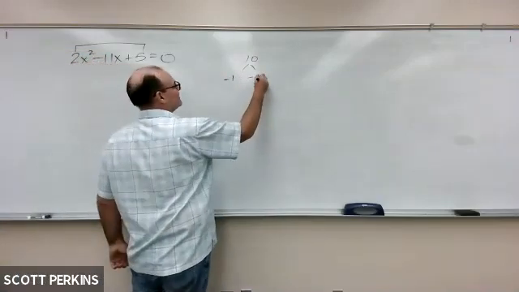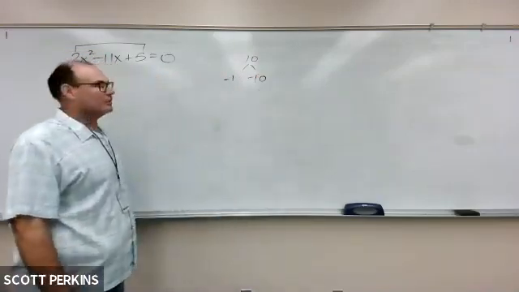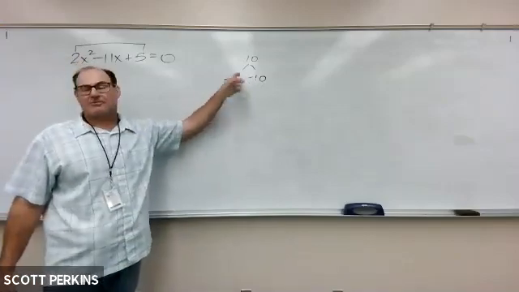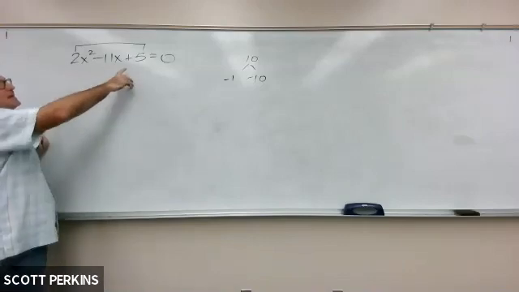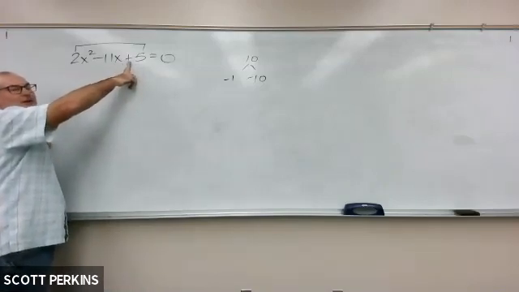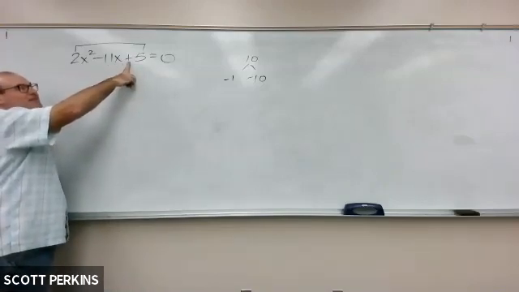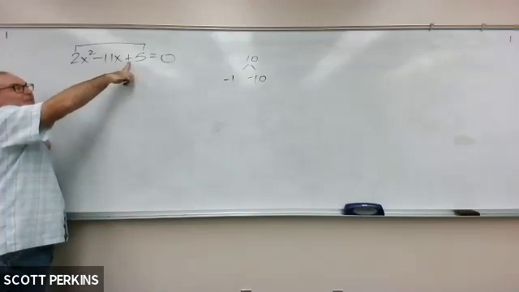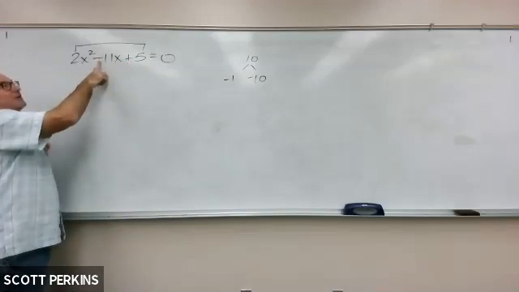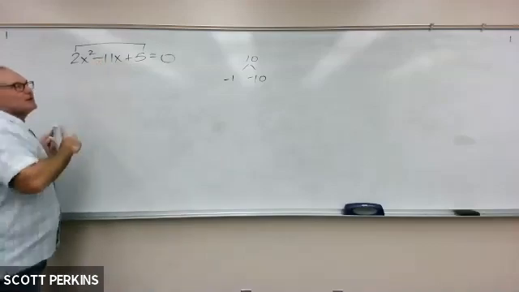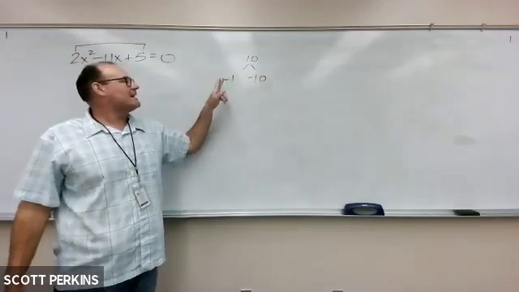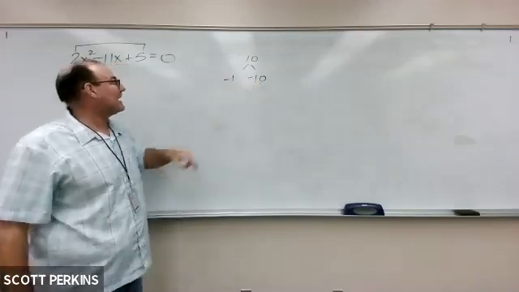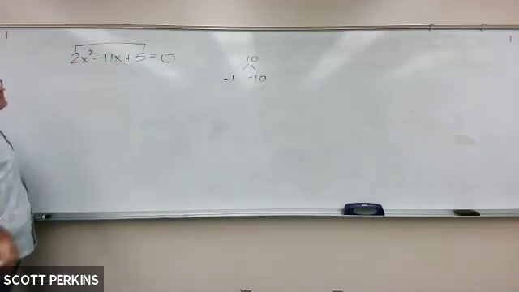Negative 1, negative 10. Sure. They both have to be negative for the same reason we talked about with the unfoiling problems. This last number is positive. That's where I get my lasts. And since it's positive, that means the signs have to be the same. Either both positive or both negative. This tells me both negative. So negative 1 times negative 10 gives me positive 10. Negative 1 plus negative 10 gives me the negative 11.